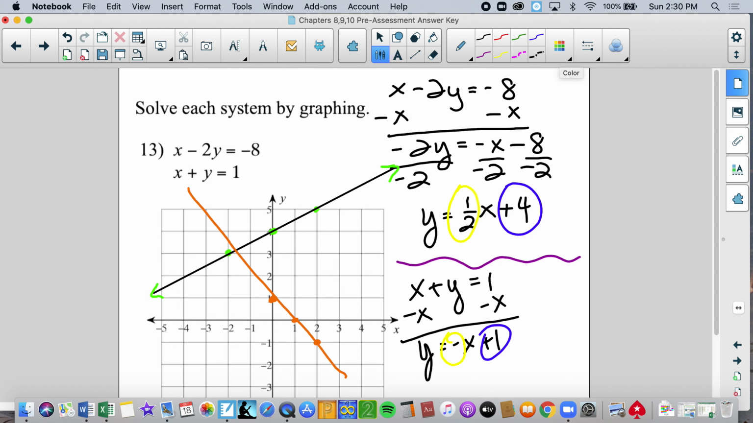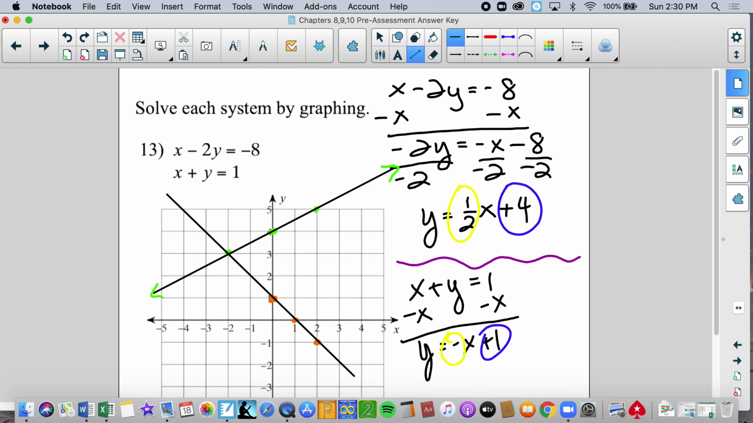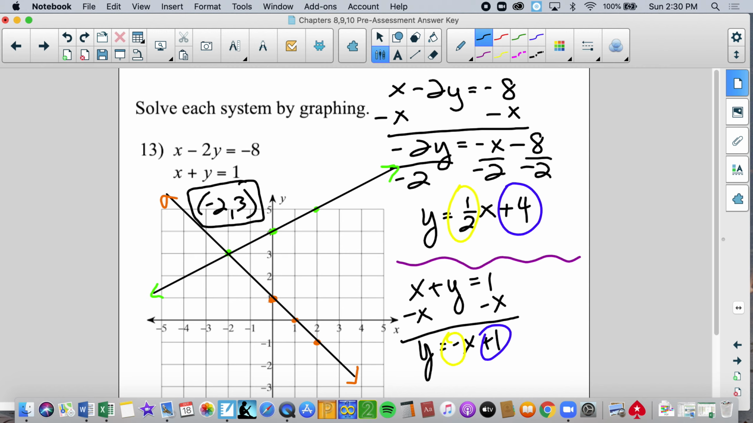That was not a very good line. Let's back that up. I thought I touched the line. So let's do this. That's not bad. Good. And it looks like my intersecting point is -2, 3. -2, 3 would be the coordinate of the solution to the system.